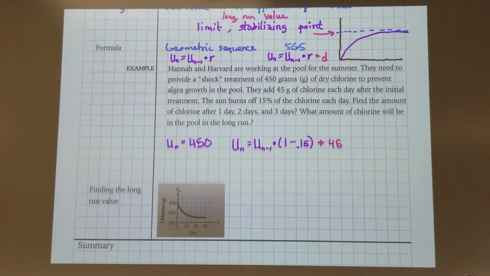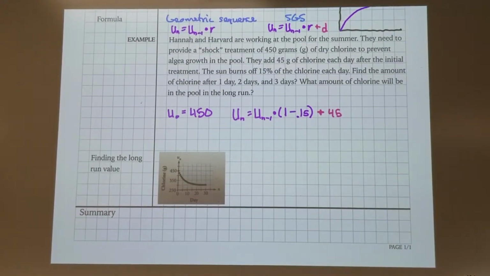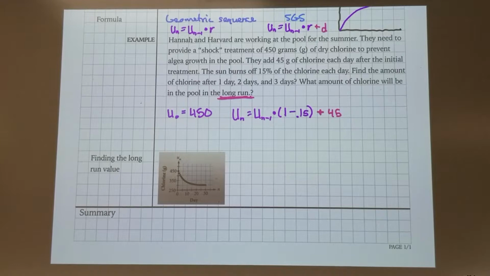So let's look at what that's going to do in the long run. Remember, we said that this is going to keep growing. Or this one, actually, in this case, it's going to decay. But it's not going to go to zero. It's going to level out at a certain point. That's why they're adding 45 grams every day, because they want a specific amount of chlorine to always be in the pool.